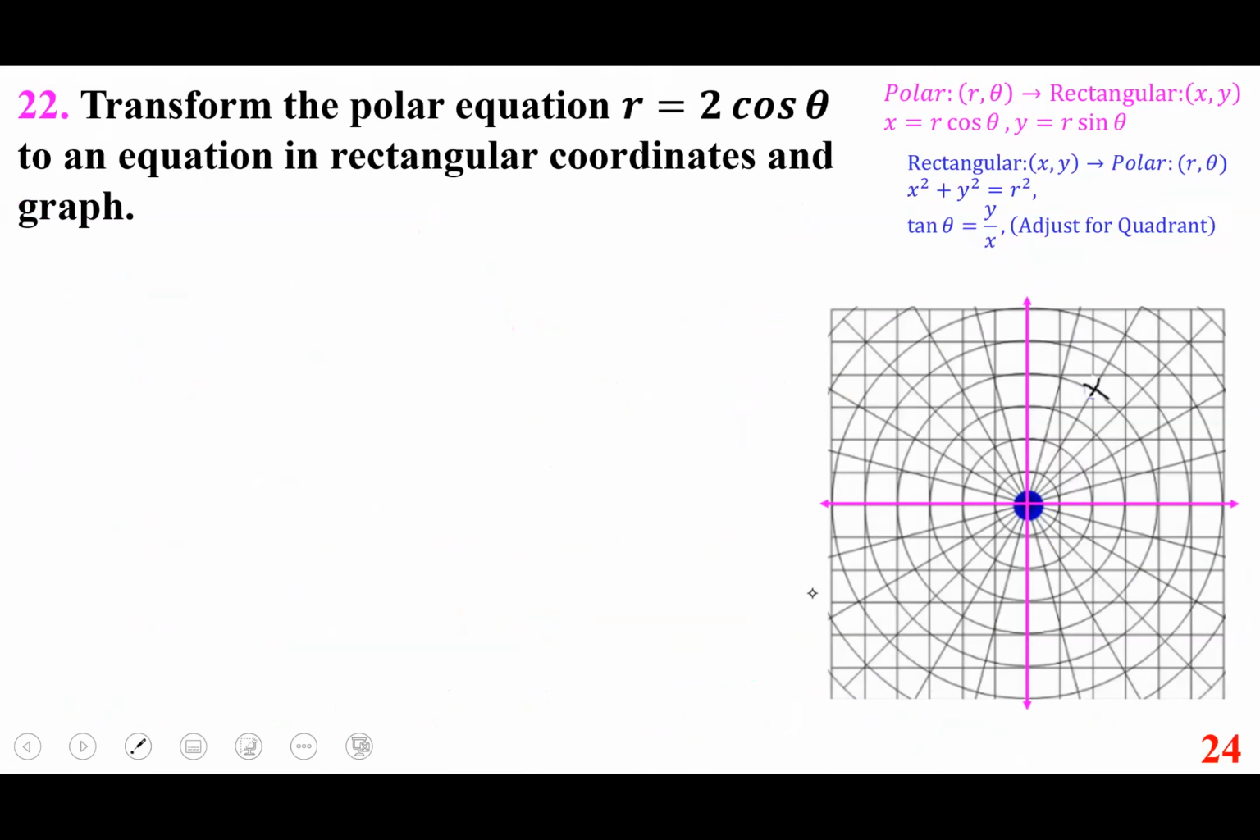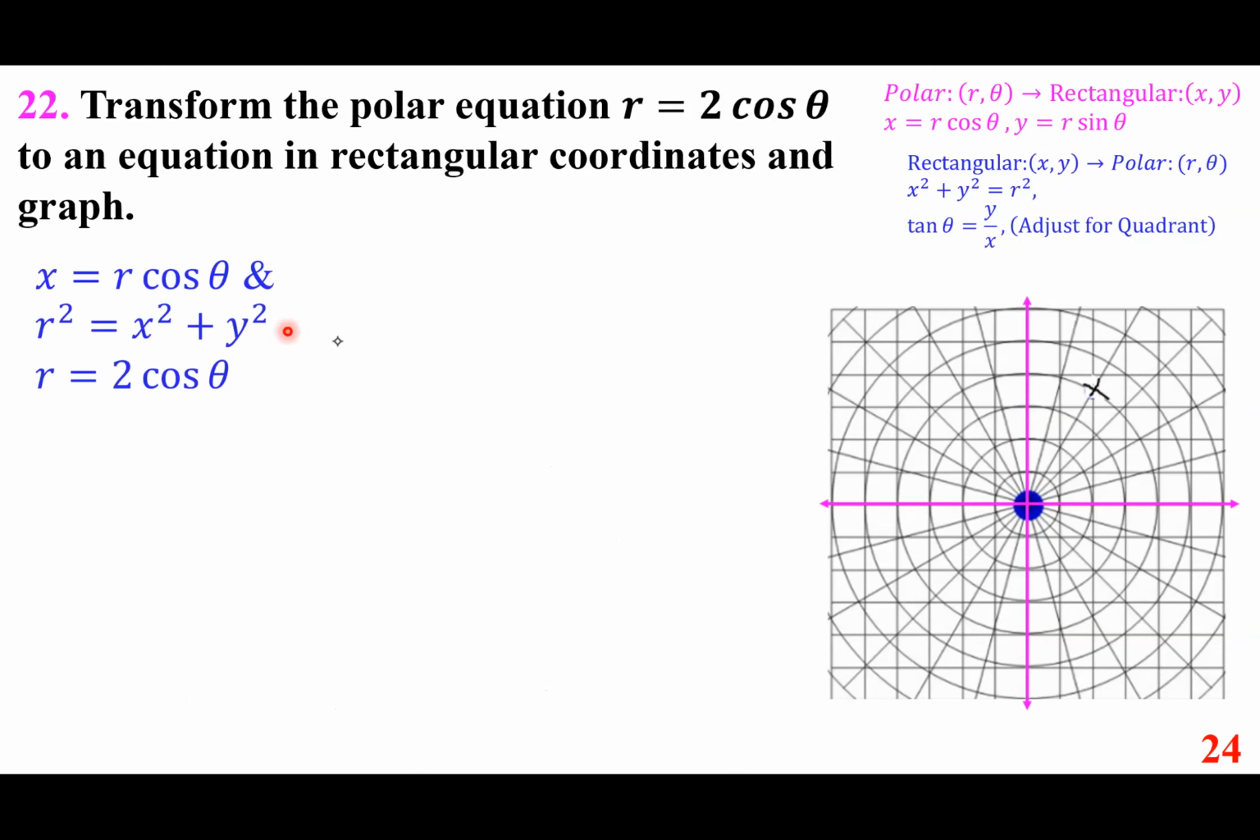Transform the polar equation r equals 2 cosine theta to an equation in rectangular coordinates and graph. All right, let's write a couple of things. x is r cosine theta. r squared is x squared plus y squared. And in this example, r is given as 2 cosine theta.